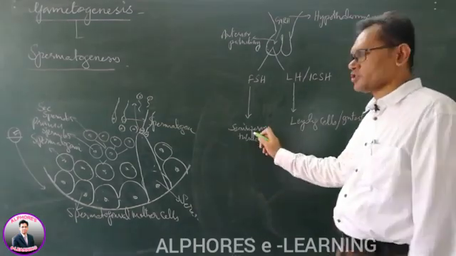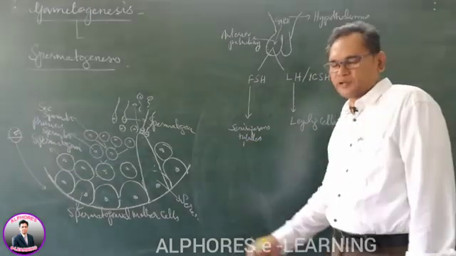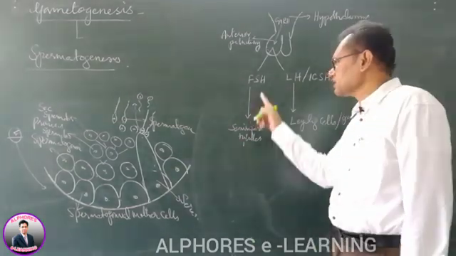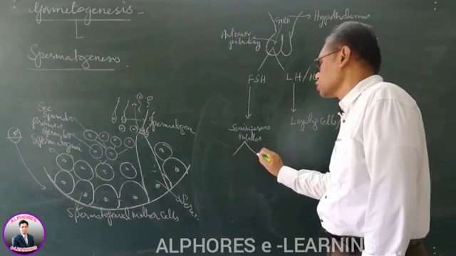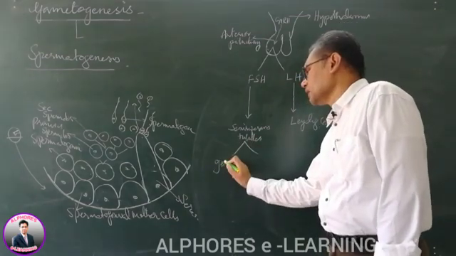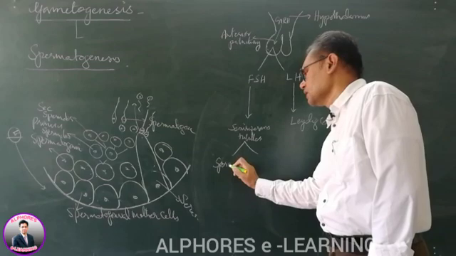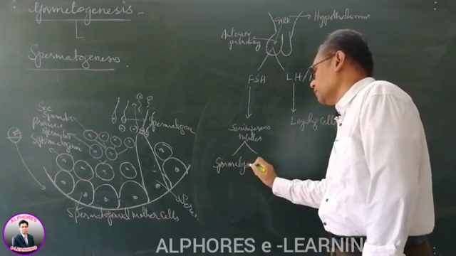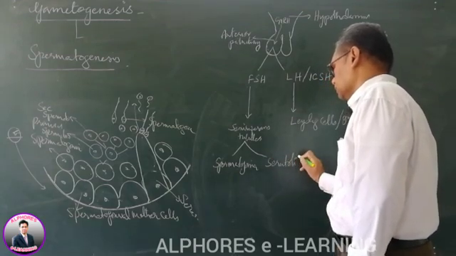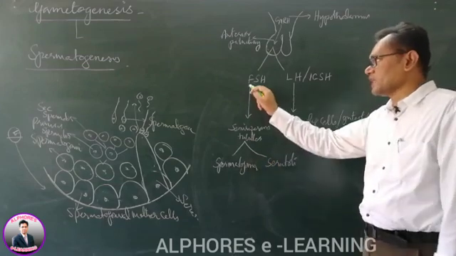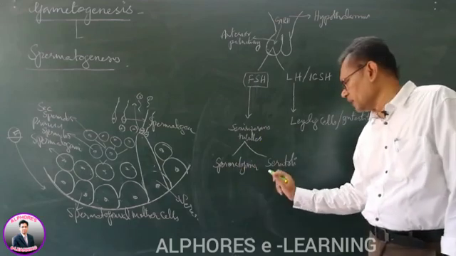Now seminiferous tubules means here FSH is acting on the spermatogonium for the production of spermatogenesis. The seminiferous tubule consists of two types of cells. What are those two types of cells? One is the germinal epithelium, which consists of spermatogonia. The other type of cells are Sertoli cells. These are the two types of cells on which FSH acts: spermatogonia and Sertoli cells.